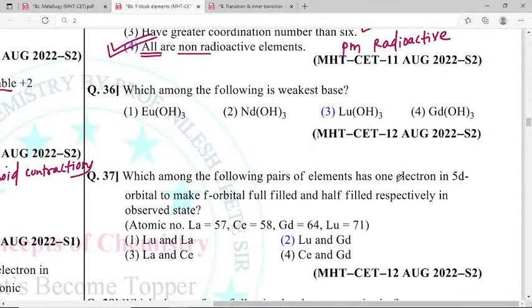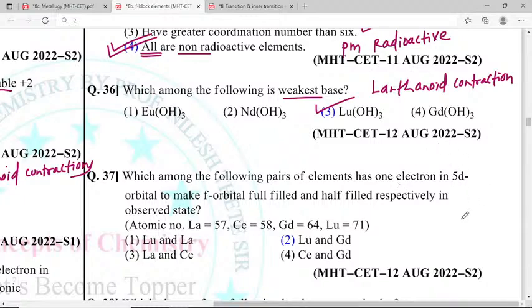Which among the following is the weakest base? Lutetium. Again, this is the lanthanoid contraction. Due to lanthanoid contraction, atomic size decreases, basicity decreases.